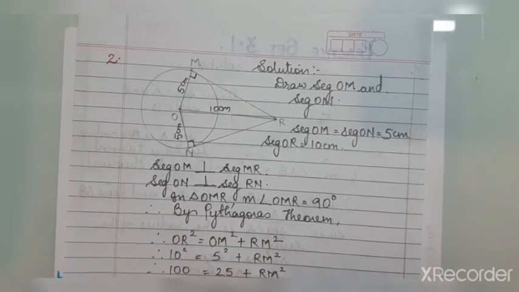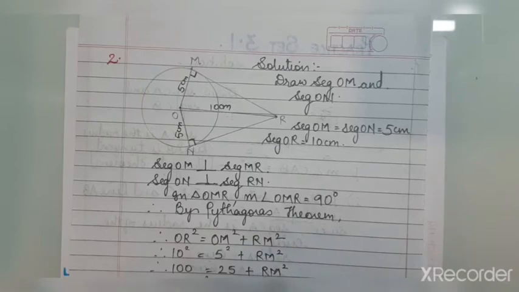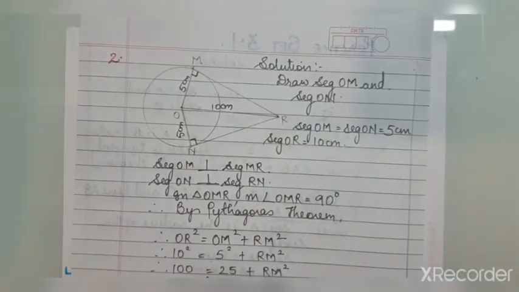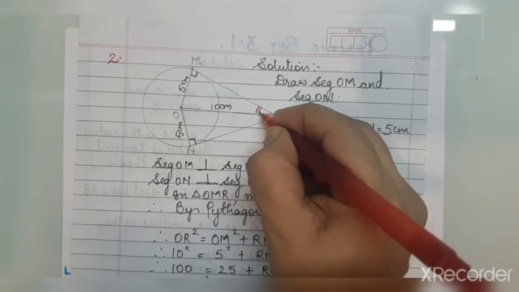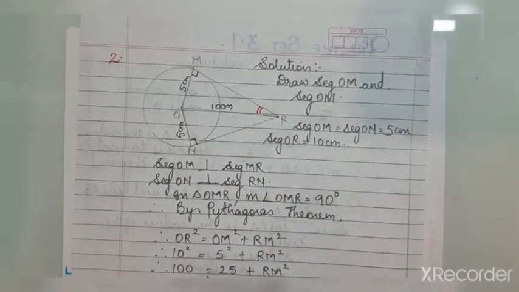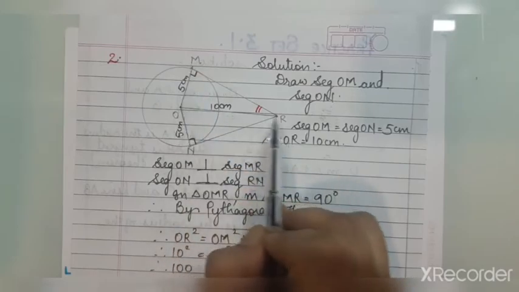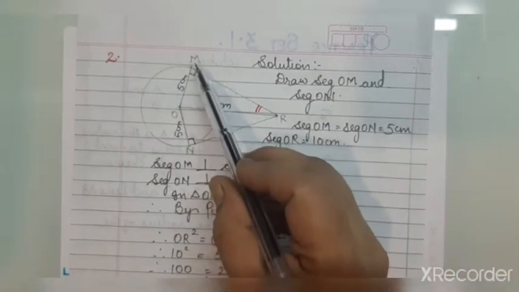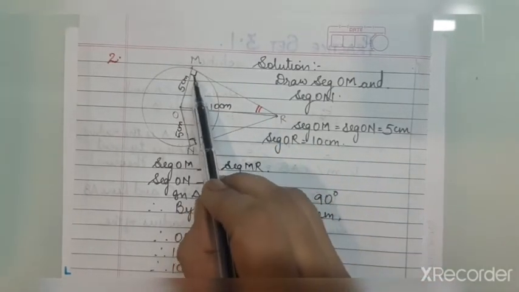Now the next question, the second sub question, is what is the measure of angle MRO? Now children, look at MRO. I'll show you this angle here, MRO, this particular angle. Okay. Now how to find this MRO? Now this is a right angle triangle. Triangle OMR is a right angle triangle. Now if you see, this is angle 90 degree here.